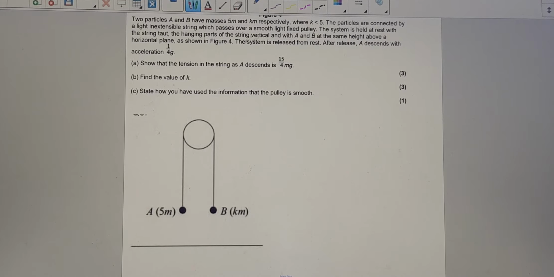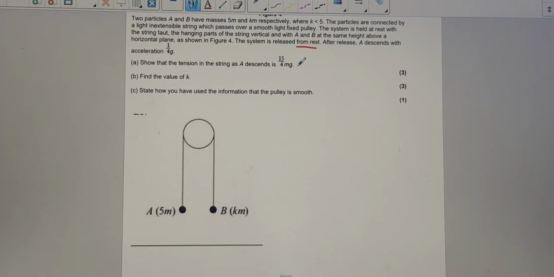So this height here and this height here are exactly the same, as shown in figure 4. The system is released from rest. That sounds important, so I know the initial velocity is 0. After release, A descends with acceleration of 1/4 g. Show that the tension in the string as A descends is 15/4 mg.